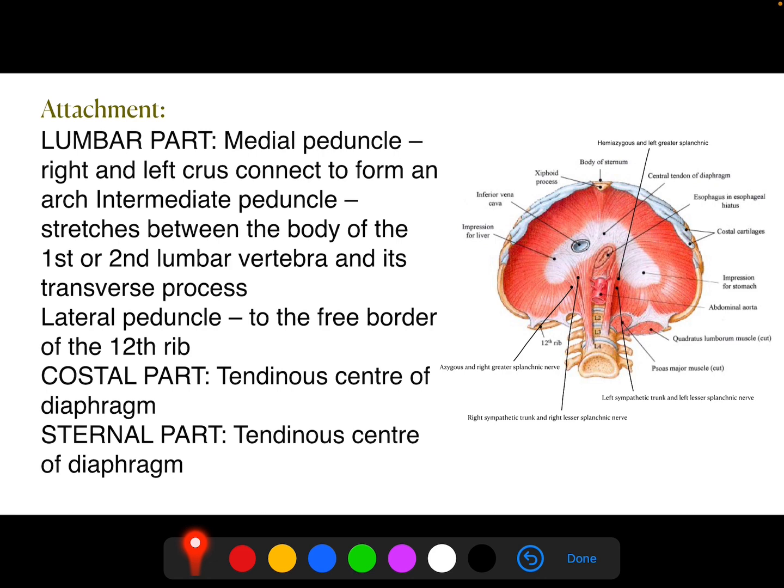Other vessels and nerves also pass between other fascicles of the lumbar part. The hemiazygous and left greater splanchnic nerve pass from this place. The left sympathetic trunk and left lesser splanchnic nerve pass just below the hemiazygous and left greater splanchnic. The azygous and right greater splanchnic pass from this place, which is the intermediate peduncle, and the right sympathetic trunk and right lesser splanchnic nerve pass from this place, again the intermediate peduncle.